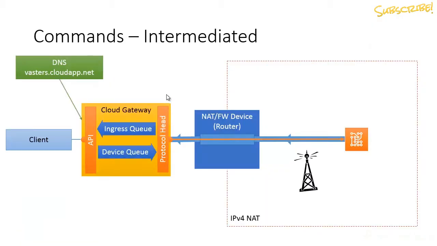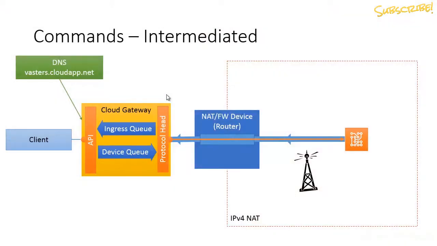We're going to introduce a queue per device, and we're going to introduce also a feedback path, an ingress queue, which we can use to get feedback from commands and also to get telemetry from the device. Introducing this intermediation has a number of benefits, so I'm going to talk about the benefits for a moment until we get to the code.